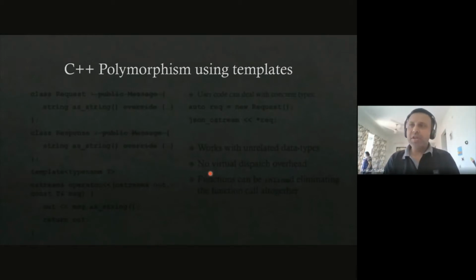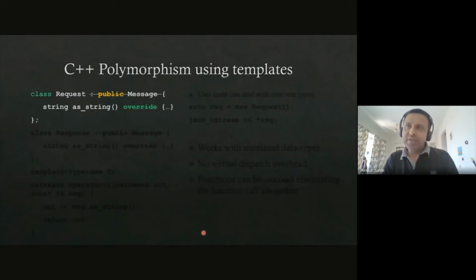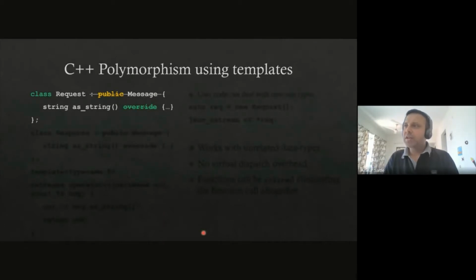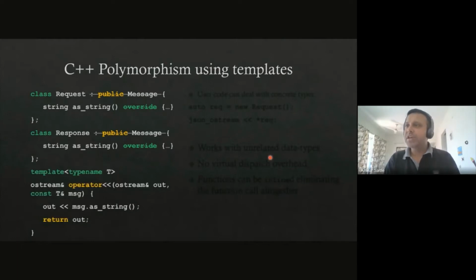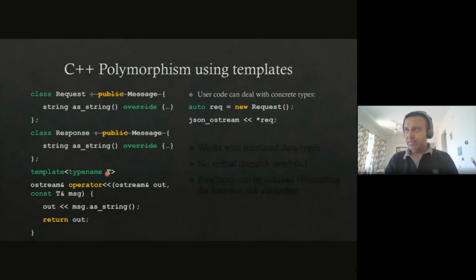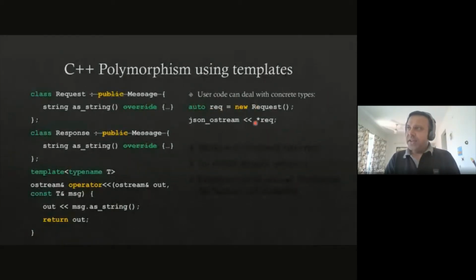Now, if we see templates, how they can help, we would have the same request and response classes, but they wouldn't be inheriting from some base class. They can be independent data types, and they still have the as string function, which gives the string, which is what the operator depends upon. This code is still looking just the same, except for receiving the base type. You would just receive a template, which would be that specific type. And how do you use it? Now you can use the actual data type, which is the request, and then use it into the JSON string.